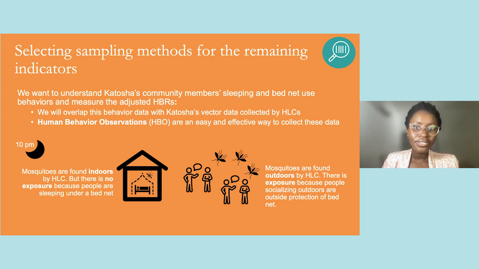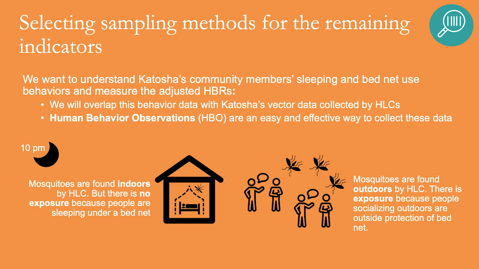Here is a summary of what the data shows. Between 10 and 11 p.m., the collectors find mosquitoes both indoors and outdoors. The collectors also count people indoors, sleeping under their bed nets. They also count people outdoors, socializing. Between 10 and 11 p.m., there is no exposure to vector bites because people are protected by their bed nets. However, there is exposure to mosquito bites outdoors because the people socializing outside are not protected by any intervention. Based on this data, we can already determine that bed nets have a role in Katosha. If there had been no bed nets, people would have been bitten by the indoor mosquitoes while sleeping.